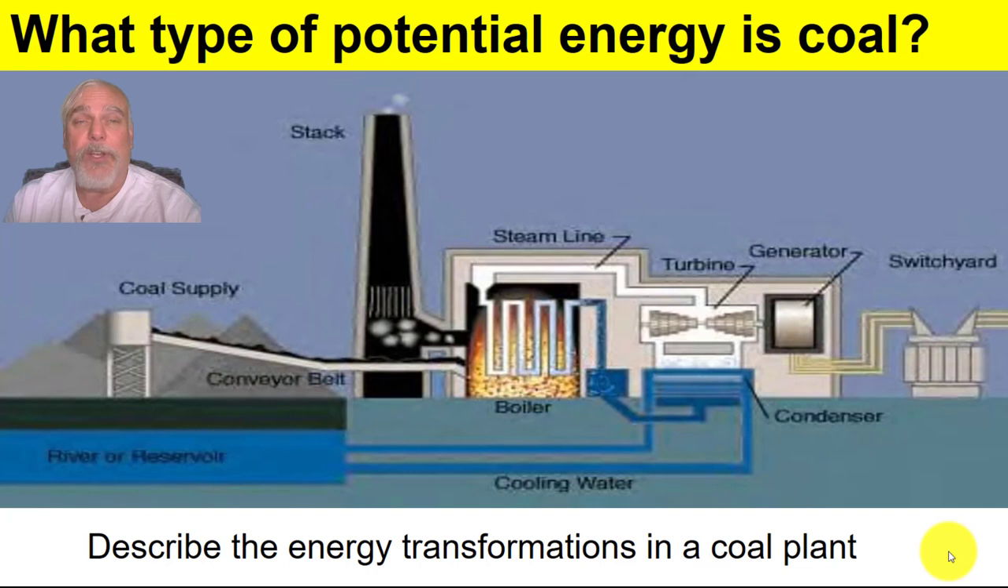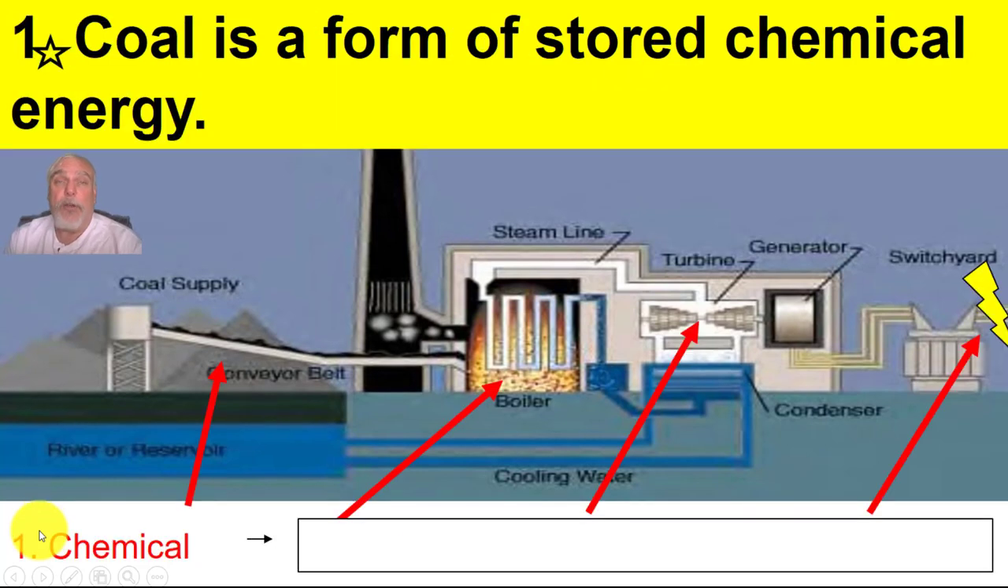First question we want to ask is, what type of potential energy is coal itself? So we take a look at coal, we have this big pile of coal sitting here. It's just sitting there, it's not doing anything. So what form of potential energy is that? Well, it's stored chemical energy, and a good way to think about that, again, if you think about chemical energy, is anything that can burn.